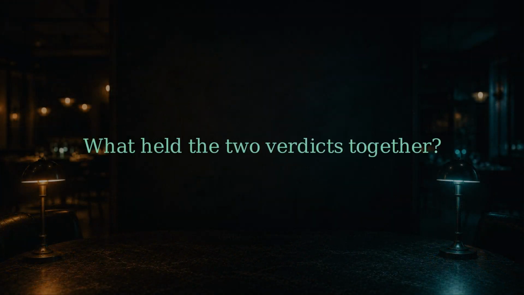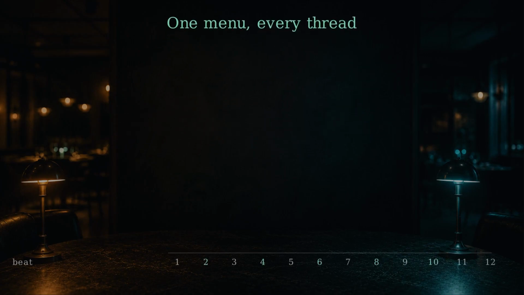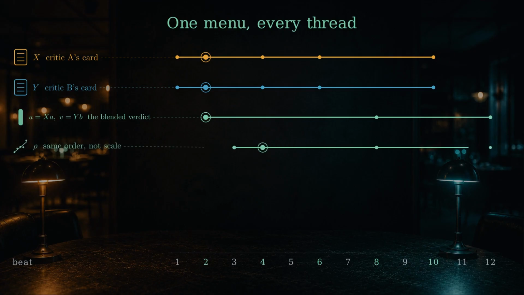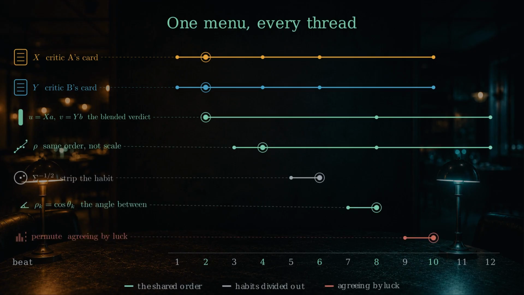So, one menu, every thread. 2 scorecards became 2 matrices. A weighted blend became each critic's single verdict. We measured agreement by correlation, not covariance, so different scales couldn't fool us. We whitened away each critic's habits and found the strongest agreement as the smallest angle between their viewpoints, with independent axes stacked behind it. And we stayed honest about luck.